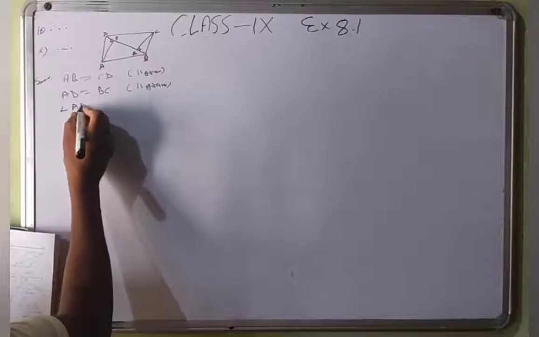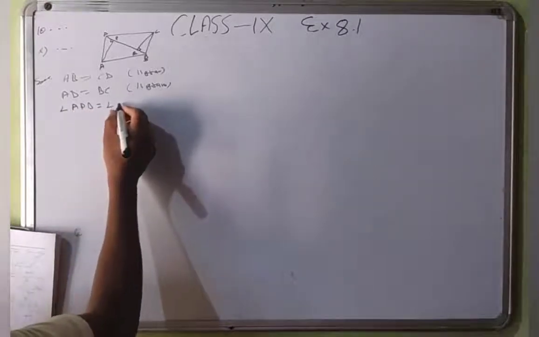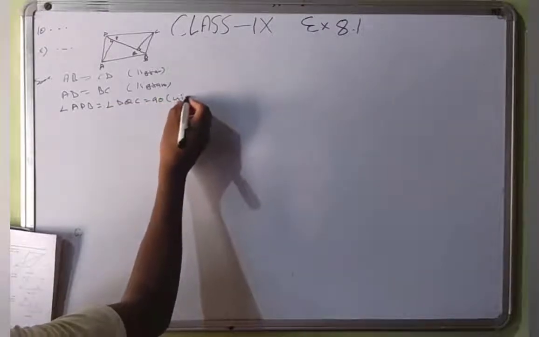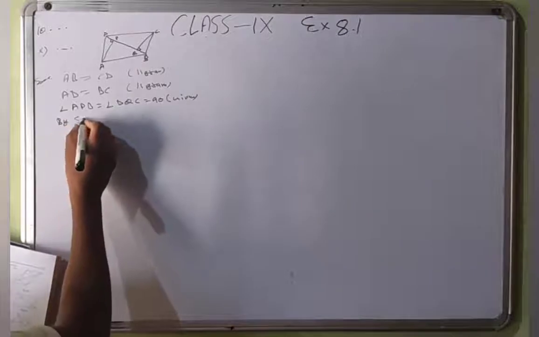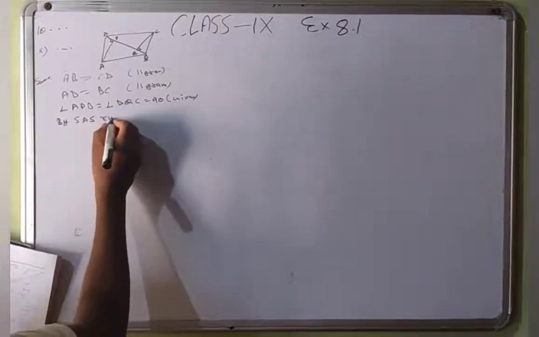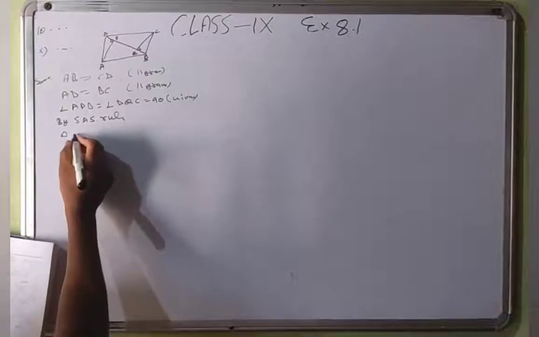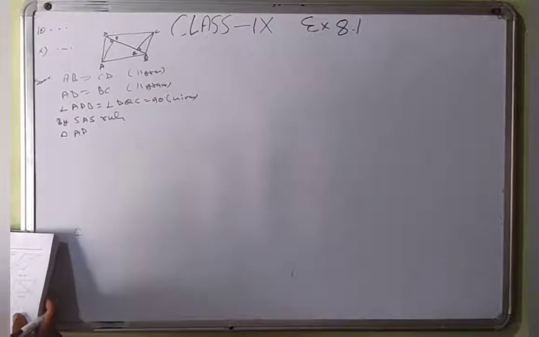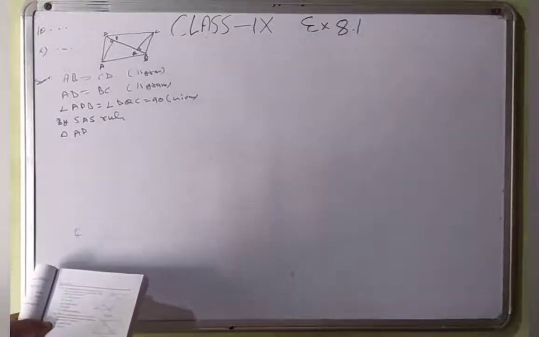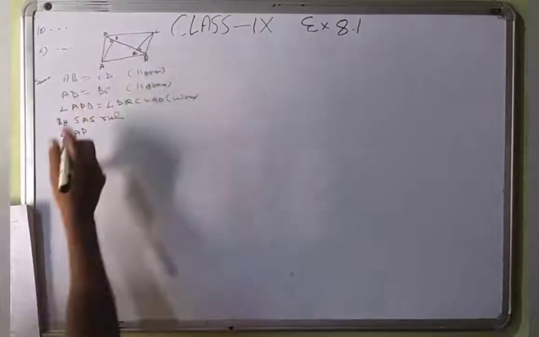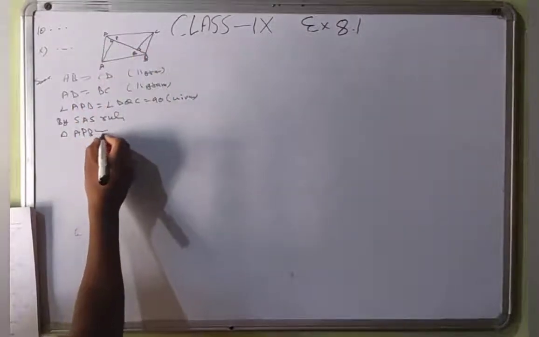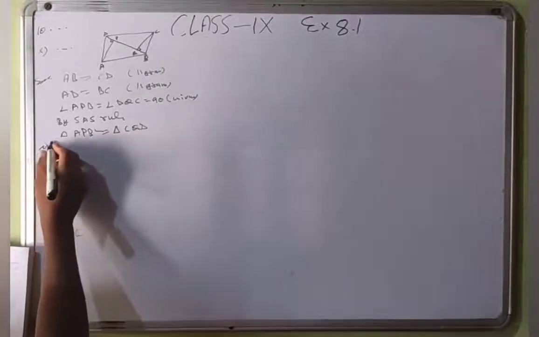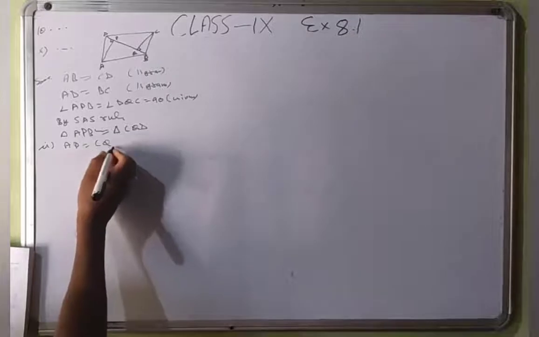Angle APB is equal to angle DQC, equal to 90 degrees. That's given. So by the S congruence rule, triangle APB is congruent to triangle CQD. Then the second part is AP is equal to CQ.